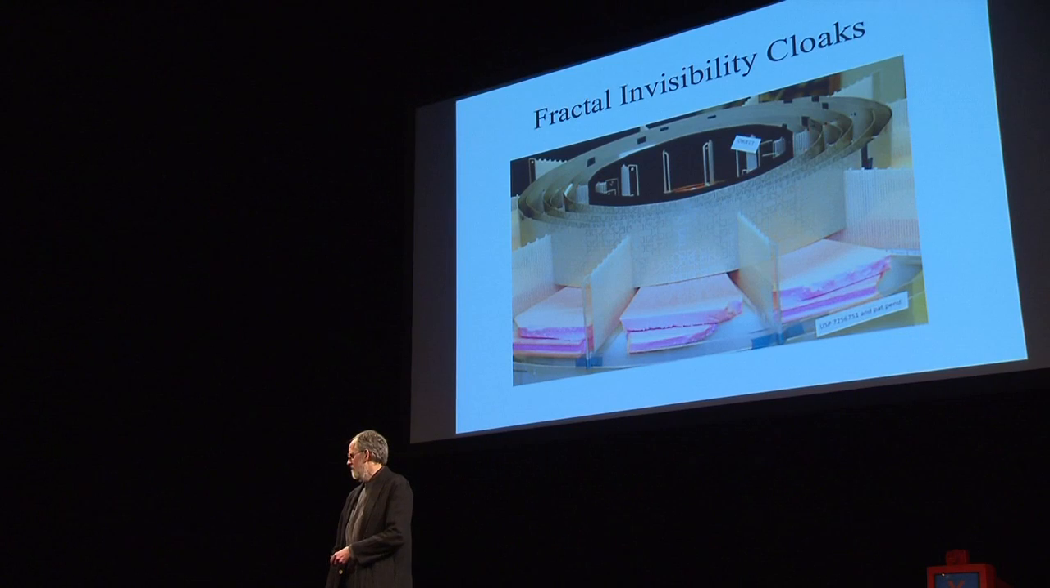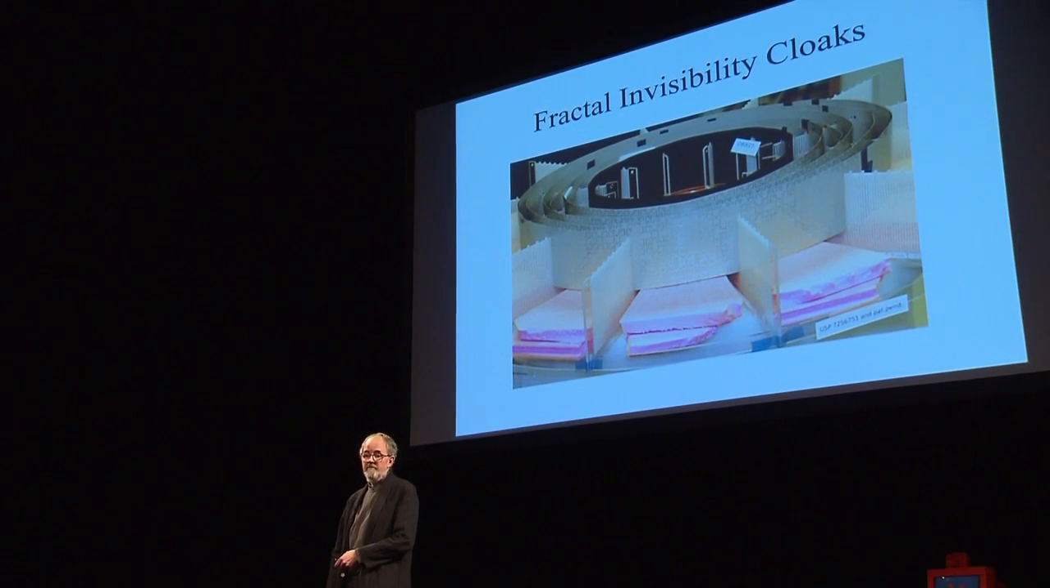If you want a practical application, Chip Cohen has been building fractal antennas for a long time. The reason the antennas work so well is because the different length scales in the fractal allow them to be sensitive simultaneously to a wide range of frequencies. So he's adapted this technology to build a fractal microwave invisibility cloak.